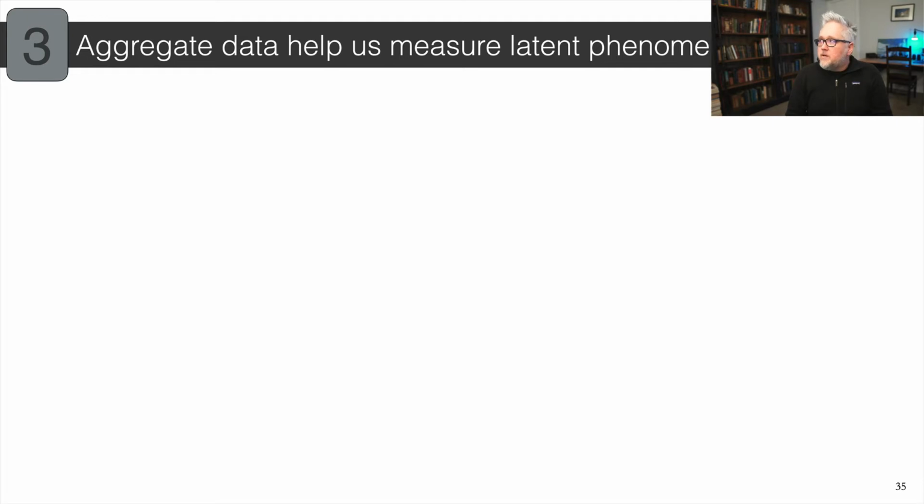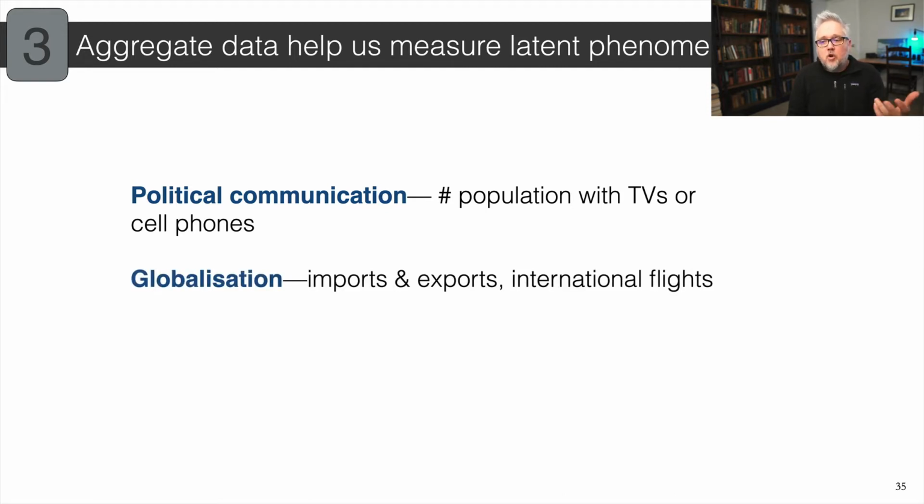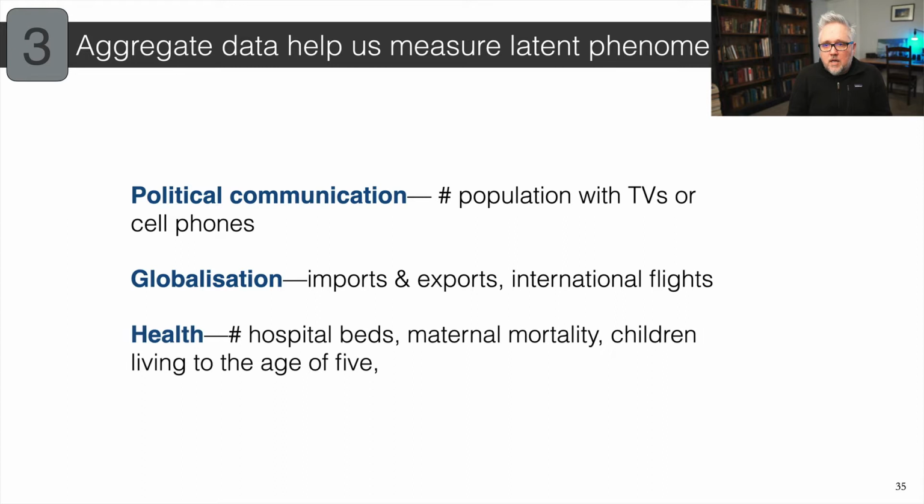They can help us measure latent, unobservable phenomena. As I mentioned earlier, a lot of what we care about and a lot of what we look at in political science are fundamentally unobservable phenomena. Is a country truly a democracy? Do people really have free political communication? Is a state global or open to the rest of the world or not? Are the people by and large healthy or not?